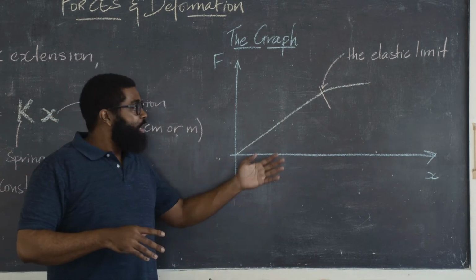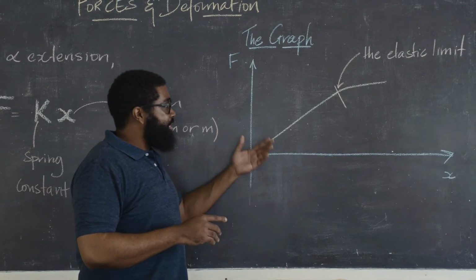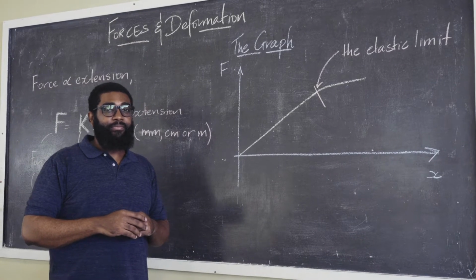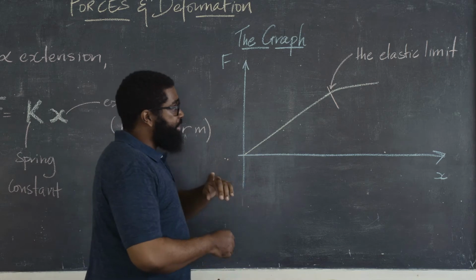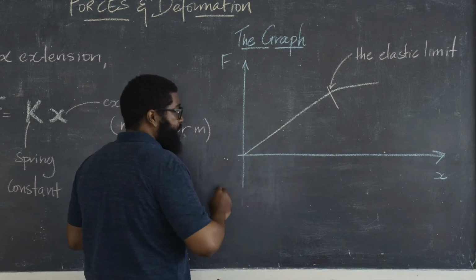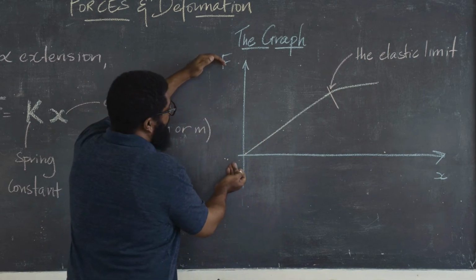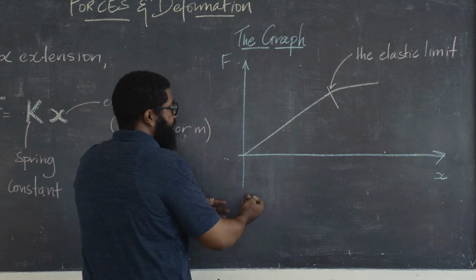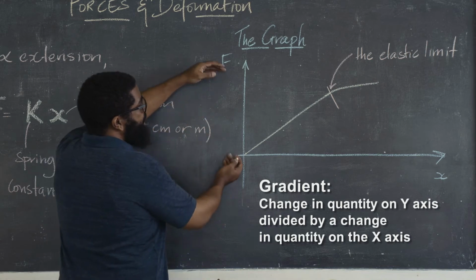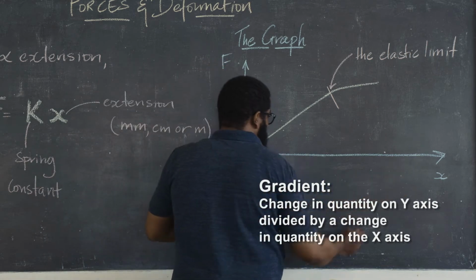Now, there is one other interesting thing about this graph, and that is the gradient of the graph. We will look at that next. This force extension graph has a very unique property: the gradient of the graph before the elastic limit. Now, gradient is usually some change in the quantity on the y-axis divided by a change in the quantity on the x-axis. Let me go over that again. Some change in y, or whatever is on the y-axis, divided by some change in x, or whatever is on the x-axis.